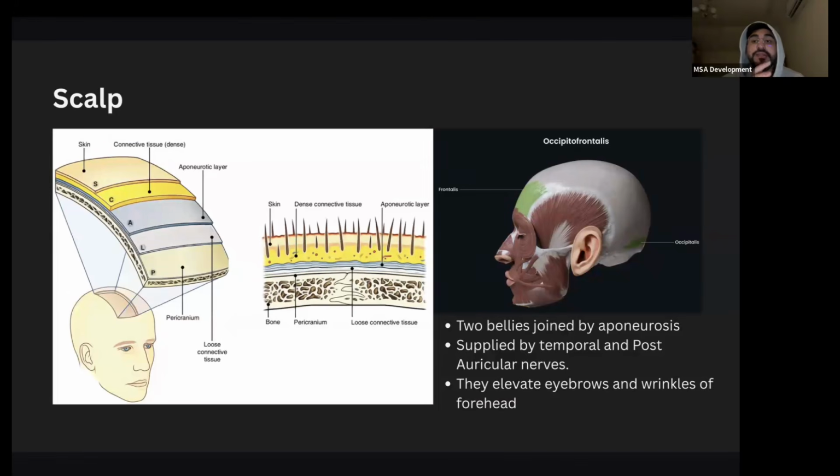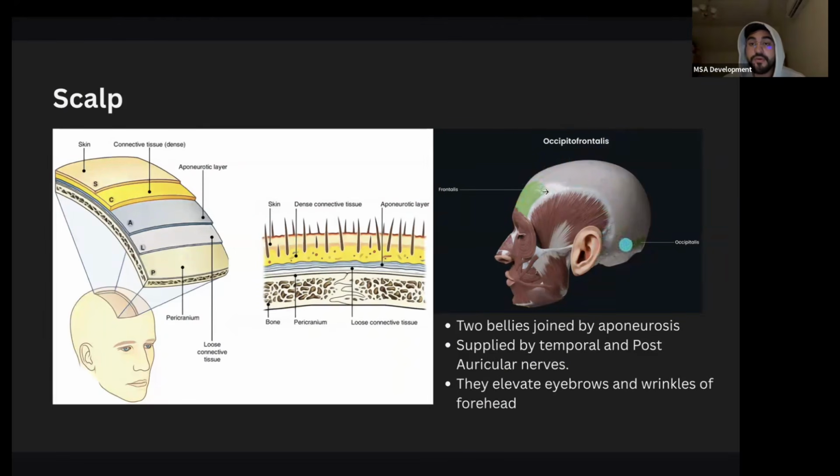Now, you need to know the muscles that are in your scalp. First of all, you'll have the frontalis, and then you'll have the occipitalis, and they're joined by this aponeurosis right here. They're supplied by the temporal nerve and the post-auricular nerve. They function by elevating the eyebrows and wrinkling the forehead. Very, very important that you know the occipitofrontalis muscle.